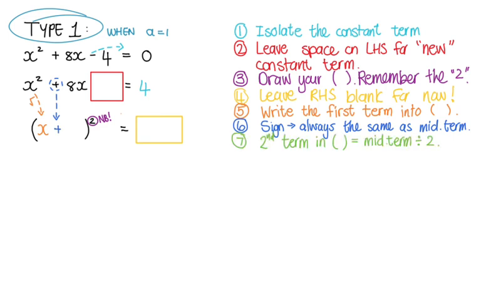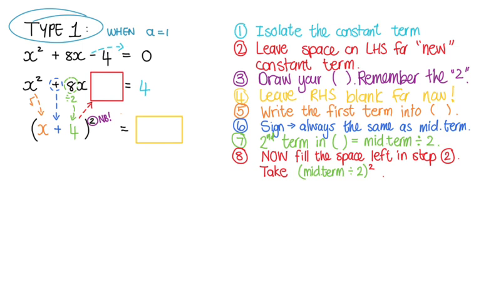And now our second term will always be our middle term in the previous step divided by 2, which gives us 4. From here, we're now going to go back and fill in that red space in the previous step. And we do that by squaring this middle term that we just divided by 2. So that'll be this 4 over here that we square, that goes into that bracket, which gives us 16.